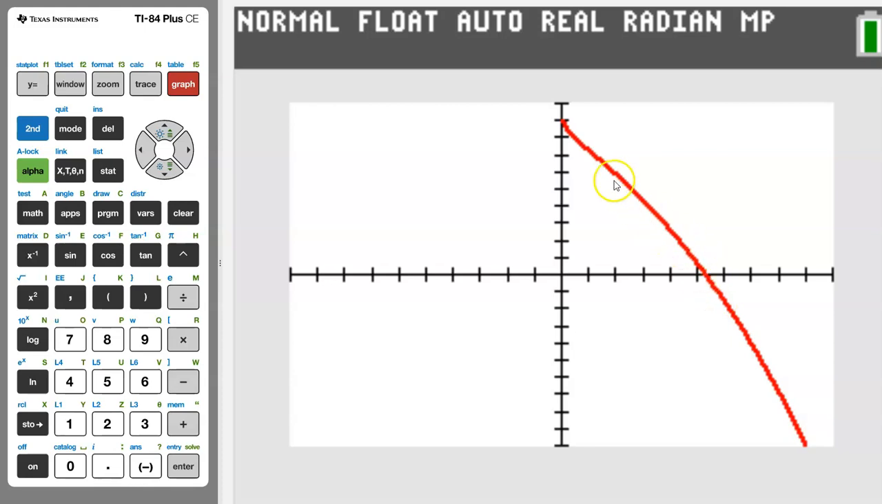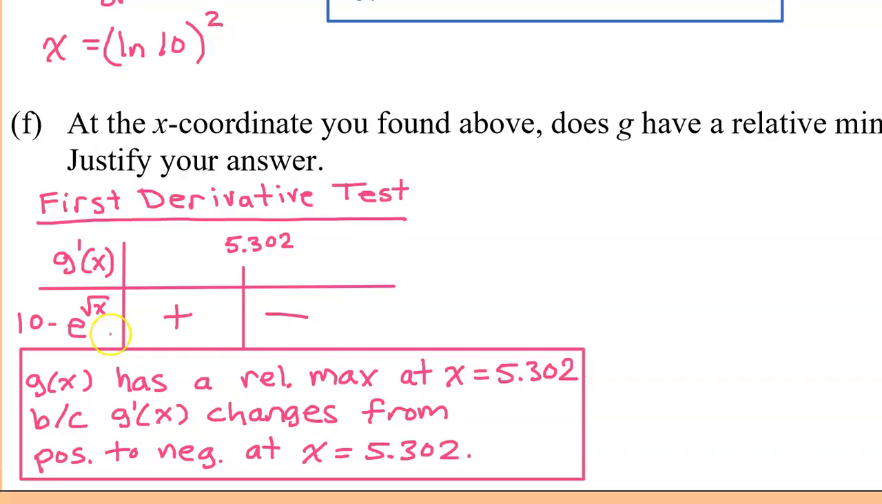To the left, it's positive. To the right, g prime is negative. So we can see that g prime is going from positive to negative, and therefore we have a relative max at 5.302. So we would say g of x has a relative max at x equals 5.302 because g prime changes from positive to negative at x equals 5.302. And that's your first derivative test.